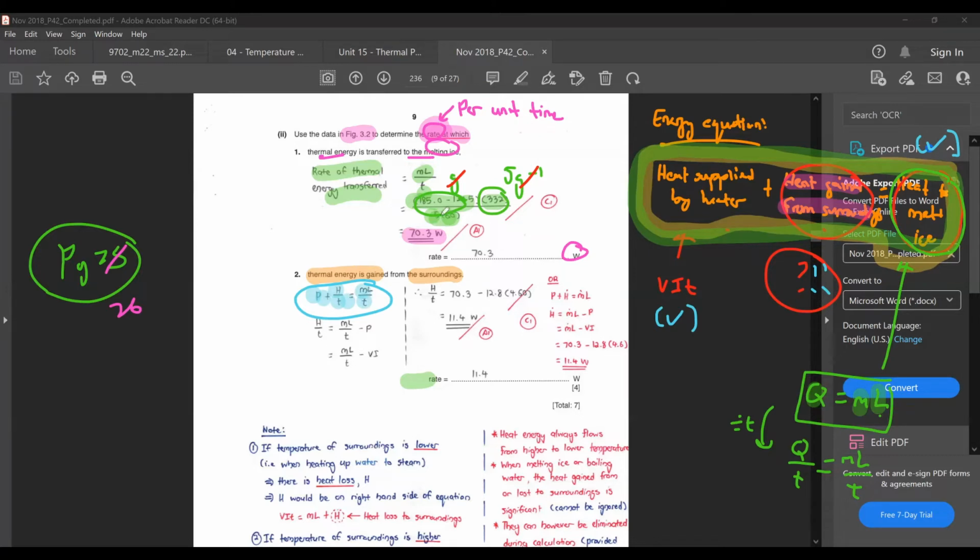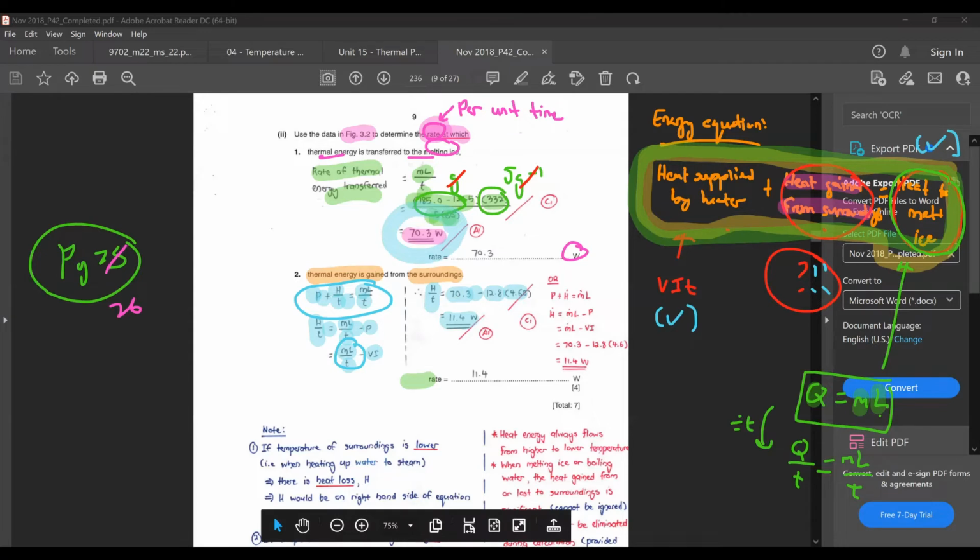So in your case, heat gain per unit time would equal ml over T minus power. Power in turn is VI. Because they want it in per unit time now, which is joules per second, it is actually talking about power. You just take the power as the product of voltage and current. Your ml over T, this one is what you found above here. There's no need for you to substitute in the values again and redo this. So H over T, heat gain per unit time, will be 70.3 minus 12 times 4.6, giving you the answer as 11.4 watts. All right, so this is for this particular question.